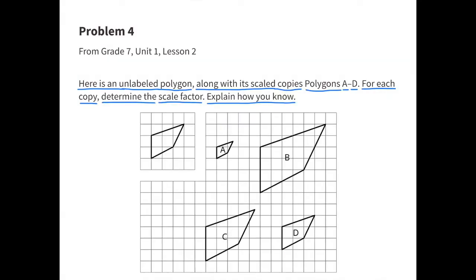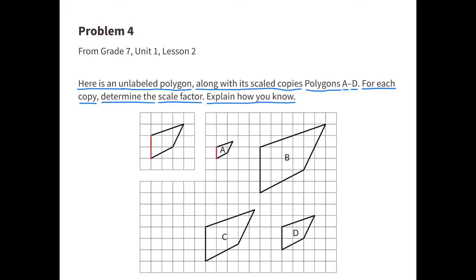Number 4. Here is an unlabeled polygon, along with its scaled copies, polygon A through D. For each copy, determine the scale factor. Explain how you know. The original polygon is the unlabeled polygon in the upper left corner. I'm going to start with its scaled copy, polygon A.